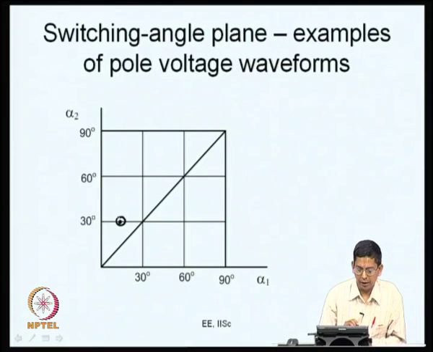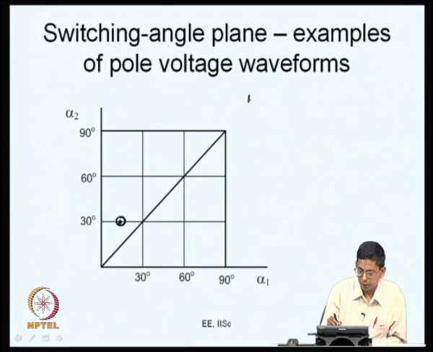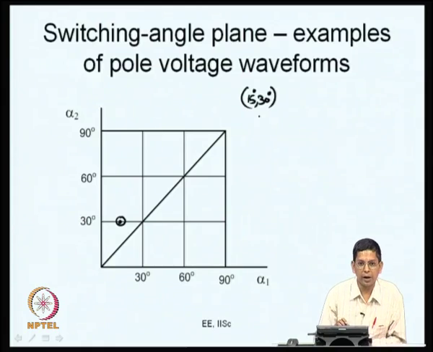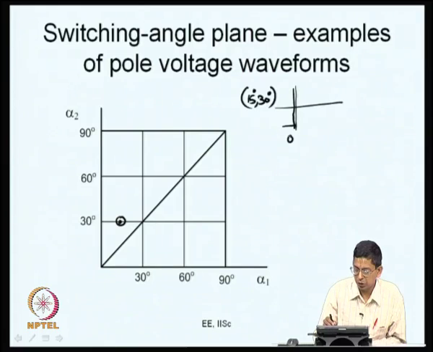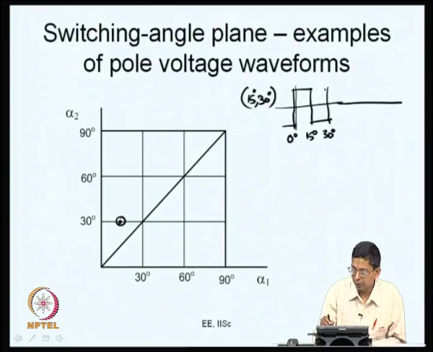Okay. This is a point. Now, at this point it is 15 comma 30 degrees. I have considered the point 15 comma 30 degree, that is alpha 1 is 15 and alpha 2 is equal to 30. So, what is the PWM waveform? What is the pole voltage I am looking at? The pole voltage is like this. At 0 it switches from high to low, at 15 degrees it comes back, at 30 degrees it goes high, from 30 to 90 it stays high. This is 90 degrees.